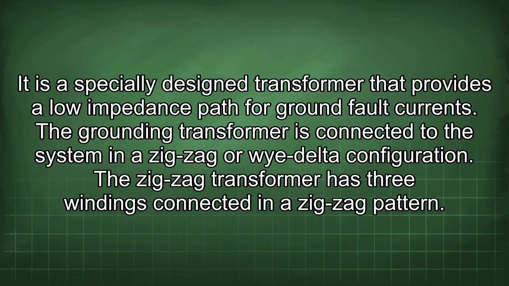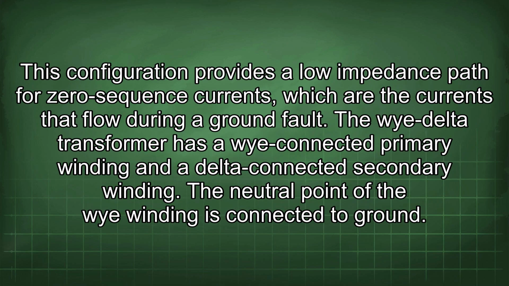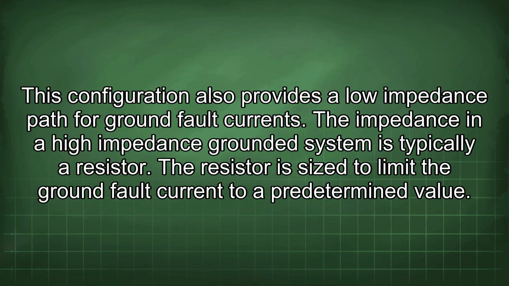It is a specially designed transformer that provides a low impedance path for ground fault currents. The grounding transformer is connected to the system in a zigzag or Y-delta configuration. The zigzag transformer has 3 windings connected in a zigzag pattern. This configuration provides a low impedance path for zero-sequence currents, which are the currents that flow during a ground fault. The Y-delta transformer has a Y-connected primary winding and a delta-connected secondary winding. The neutral point of the Y winding is connected to ground. This configuration also provides a low impedance path for ground fault currents.